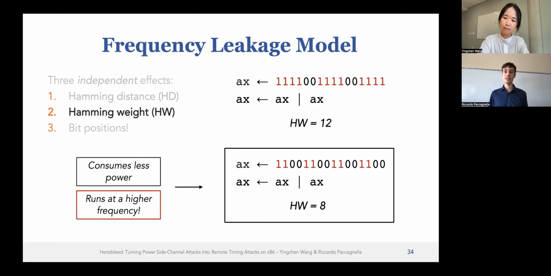This is important, as we will see, because it means that it will have particularly dangerous effects for cryptographic software that runs either low or high Hamming weight or Hamming distance data flows, depending on secrets.